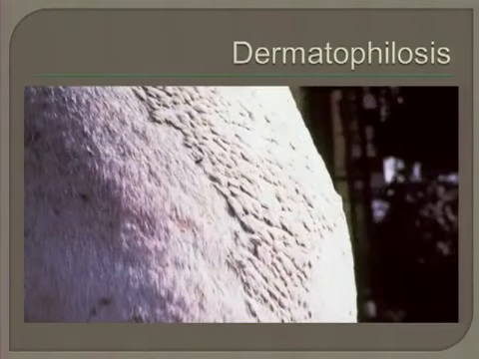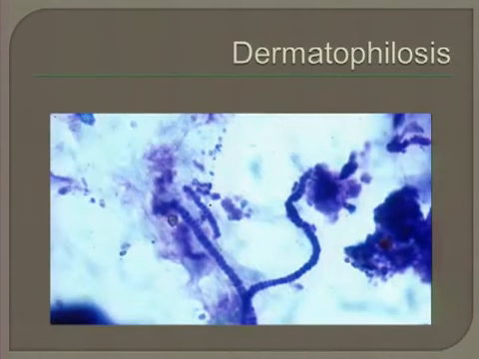So here is a horse with dermatophilosis, and you can see the clumping lesions. You would be able to epilate those pretty easily. And then here is the characteristic cocci in a branching railroad configuration. There aren't really too many other things that look like this on cytology.